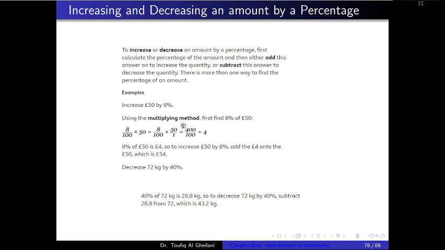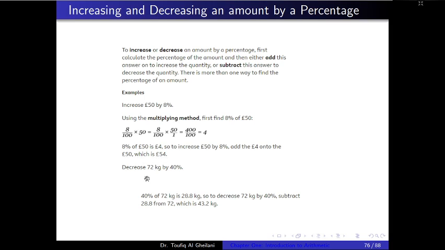Using the multiplying method, first find 8% of 50 pounds. 8% means 8 over 100 times 50, which will give us 4. So 8% of 50 pounds is 4 pounds. To increase, we add 4 to 50, which is 54 pounds.